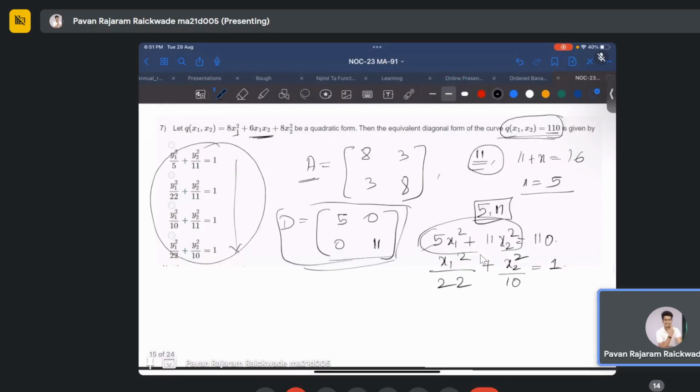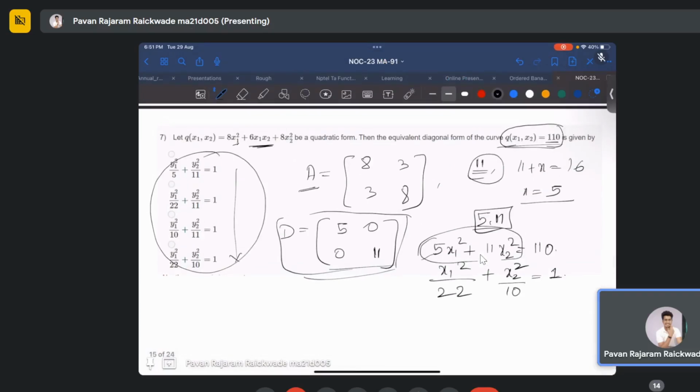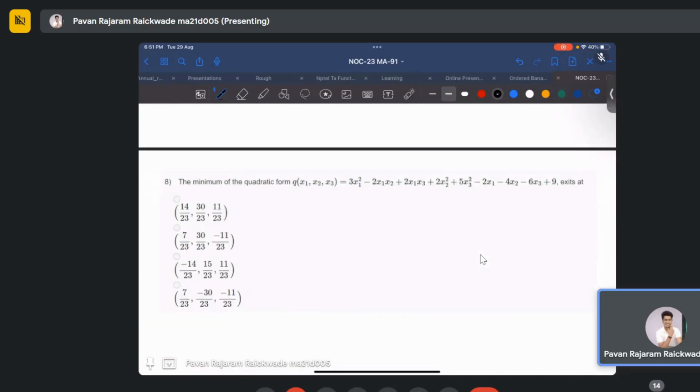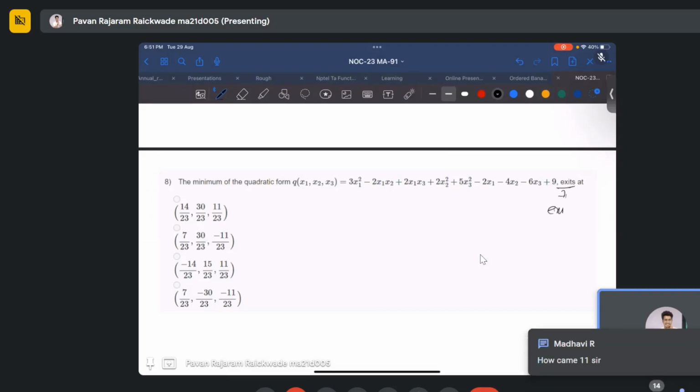So now, what will be the correct option? The last one. Okay, let's go to the next question. Question number 8. The minimum of the quadratic form something exists at. Okay, this is a typo. Here it should be exists.